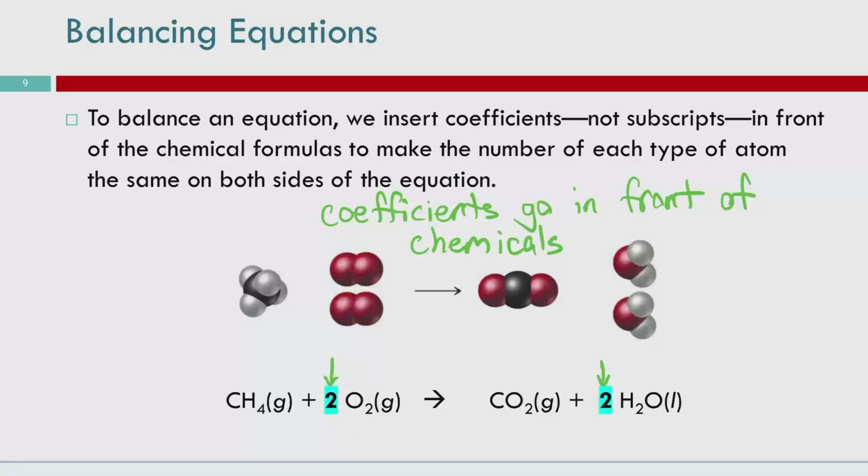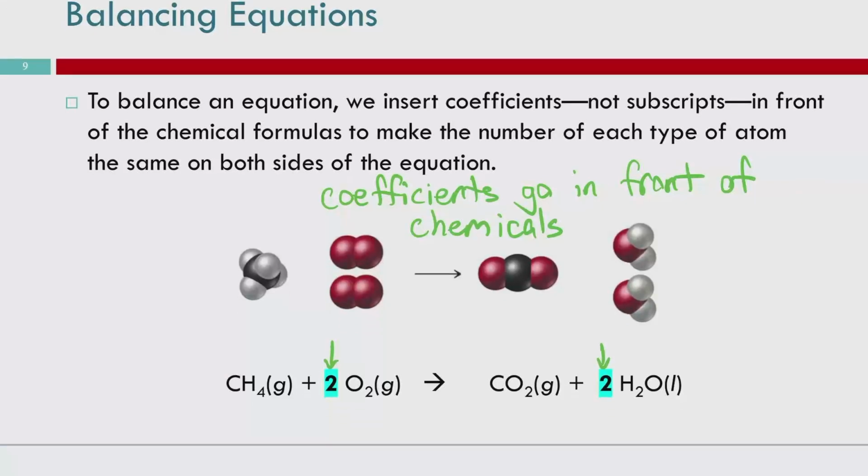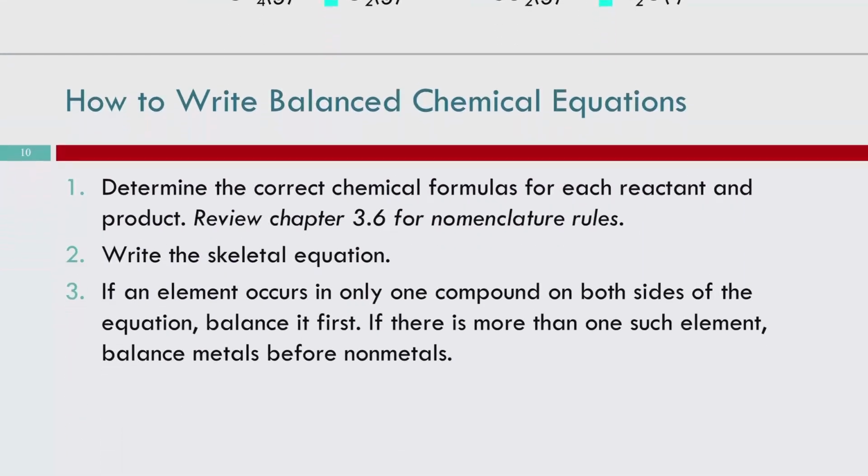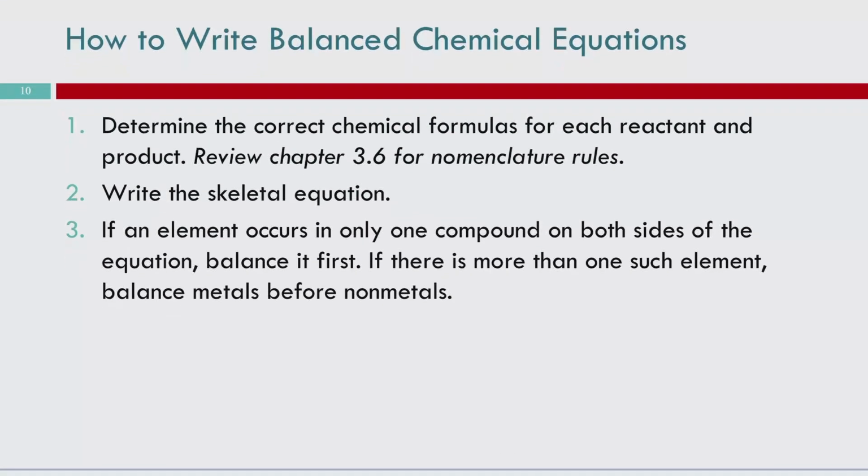And we've got a set of rules for doing this balancing process. Again, we're only adding coefficients in front of the chemicals. They're always going to be whole numbers in this class. So to write balanced chemical equations, the first step is we need the correct chemical formulas. Sometimes you'll be given them, other times you might be starting with names. So this first step is basically all of nomenclature.